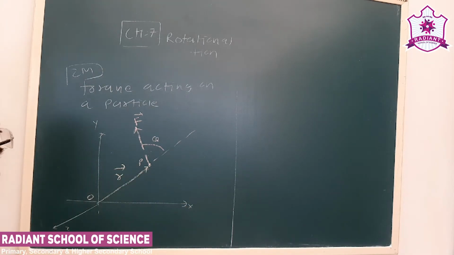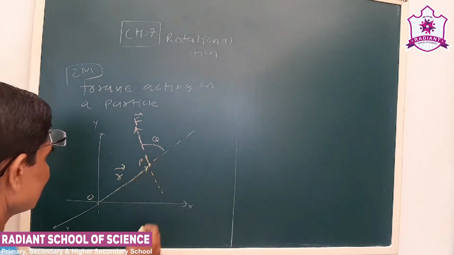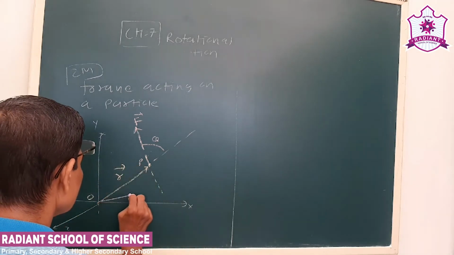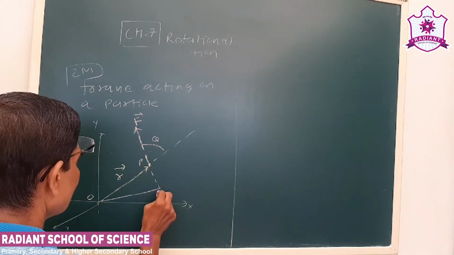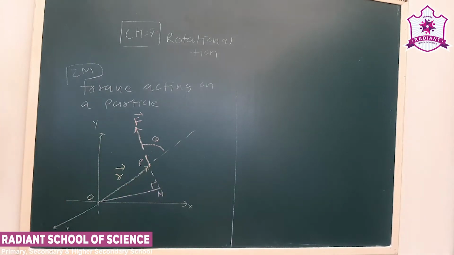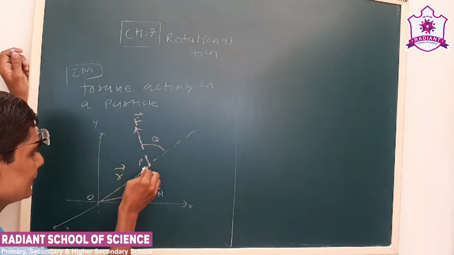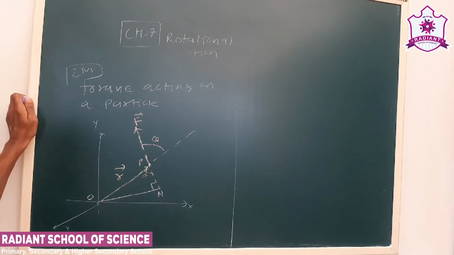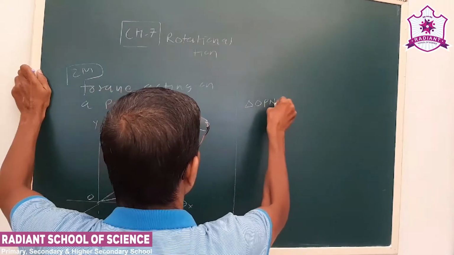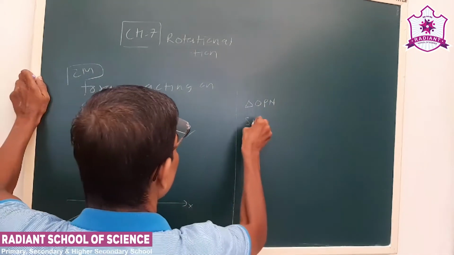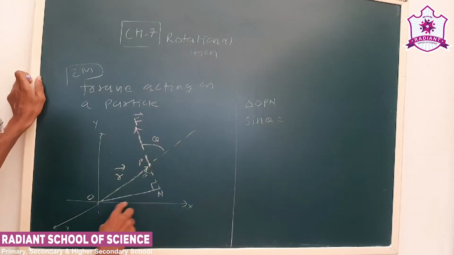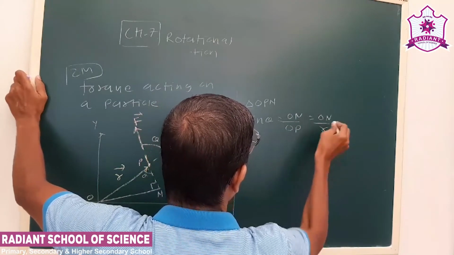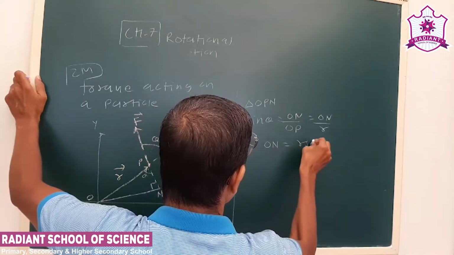Now let us say I produce this line and drop a perpendicular, ON. Now see, this angle is theta, the vertically opposite angle. In triangle OPN, sin theta is ON upon OP. OP is R, so ON is R sin theta.